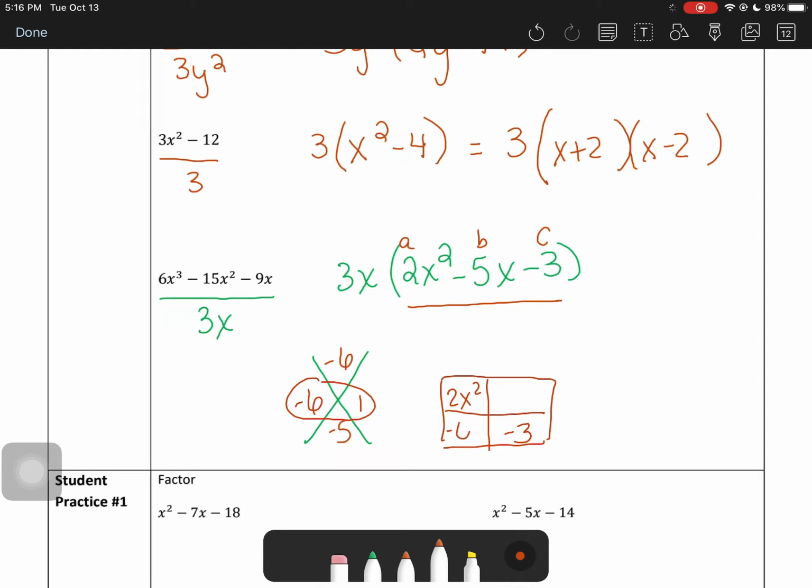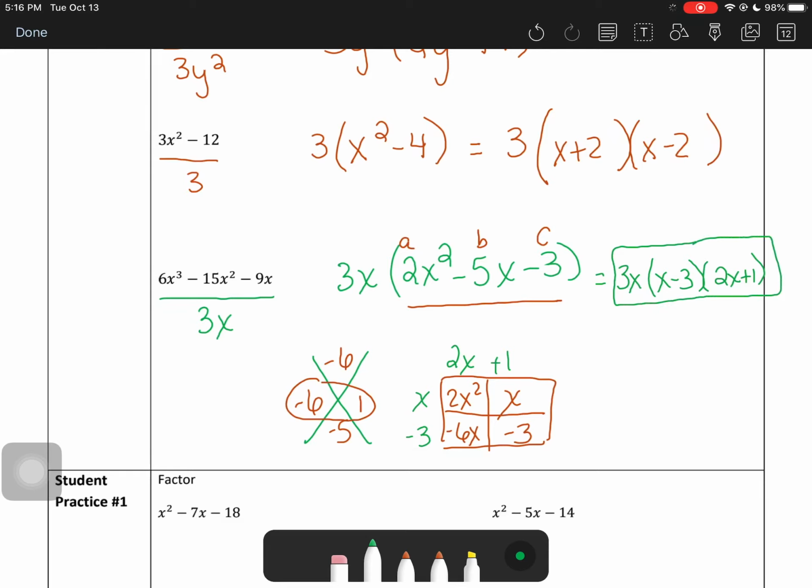We put our negative 6x and our positive 1x, and then we find the greatest common factor of each row and each column. 2x squared would be x, negative 6x and negative 3 would be negative 3. 2x squared and negative 6x would be 2x, and x minus 3 would be positive 1. So as we finish this problem, we have a 3x, and we have x minus 3, and we have 2x plus 1. And that is finding the greatest common factor and factoring completely.